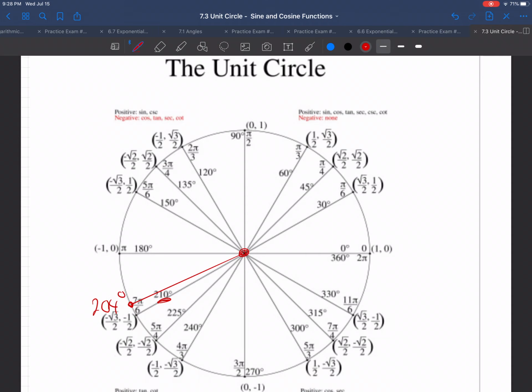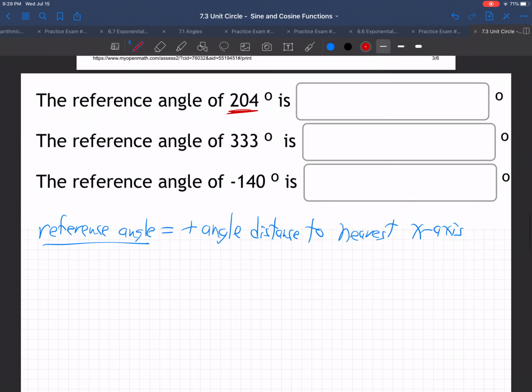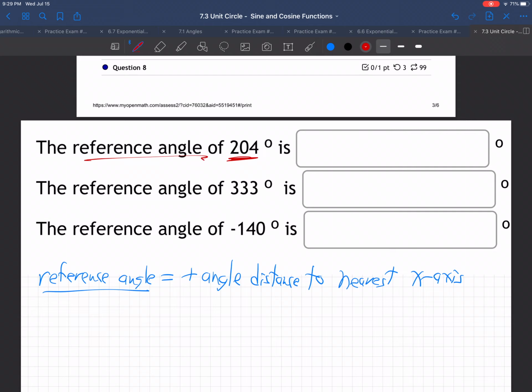204 degrees, meaning, let's be clear what that means. Here's 0, we mean from here to there is 204 degrees, right? We start at 0. So from 0 to that spot is 204 degrees. It's a little past 180, not all the way to 210. Okay, that's 204 degrees. But they're asking me for the reference angle of 204.